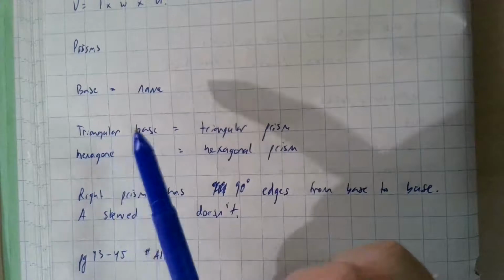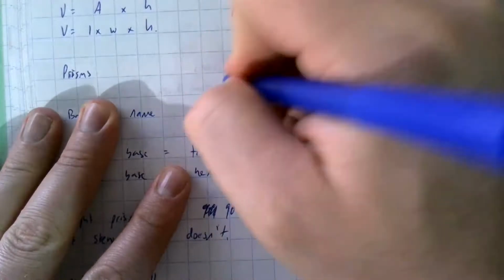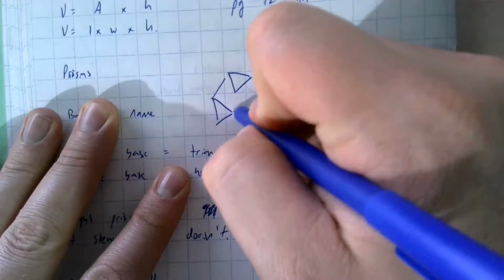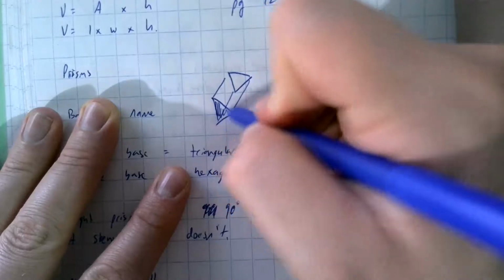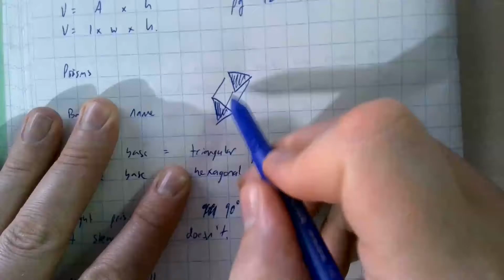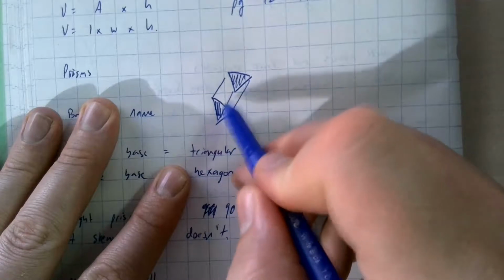So if I have a triangular base, an example of this would be, let me draw a quick triangle. Okay, there's a triangle, and then I connect these lines like that. Okay, these are my bases. This part I shaded. These are my bases, and it's a 3D object now. And the triangle is the base of it, so it's called a triangular prism.